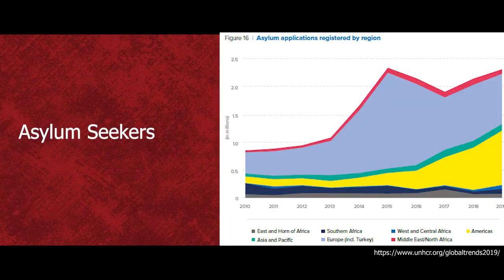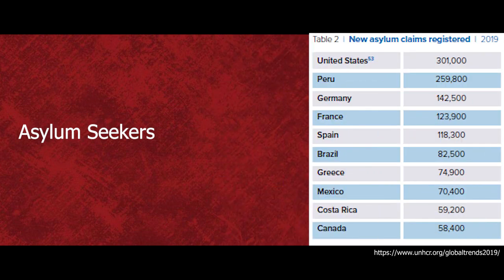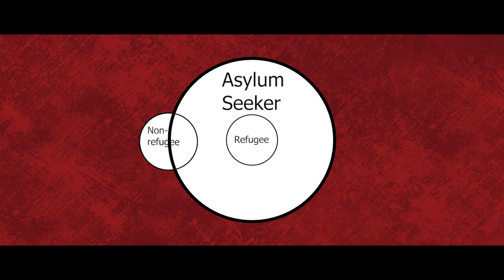Asylum seekers. An asylum seeker is a person who has crossed an international border in search of protection under the 1951 Convention, but whose claim for refugee protection has not yet been determined. Not every asylum seeker will ultimately be recognized as a refugee, but every refugee is initially an asylum seeker.